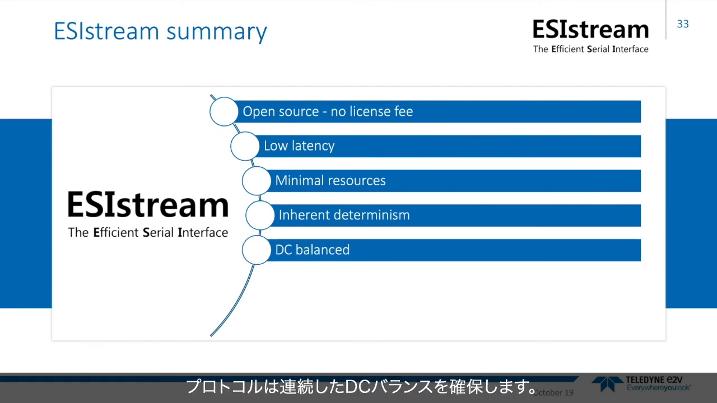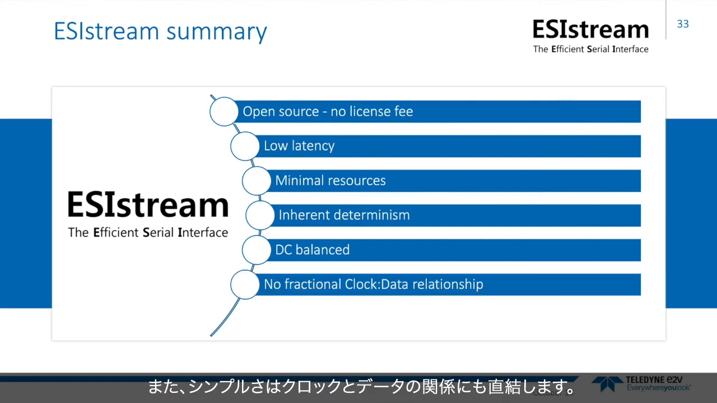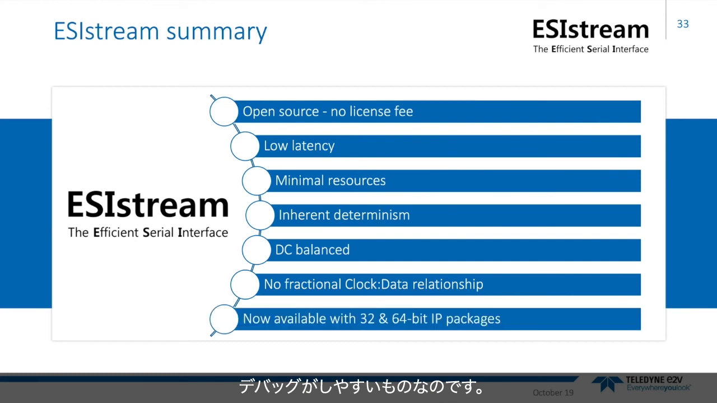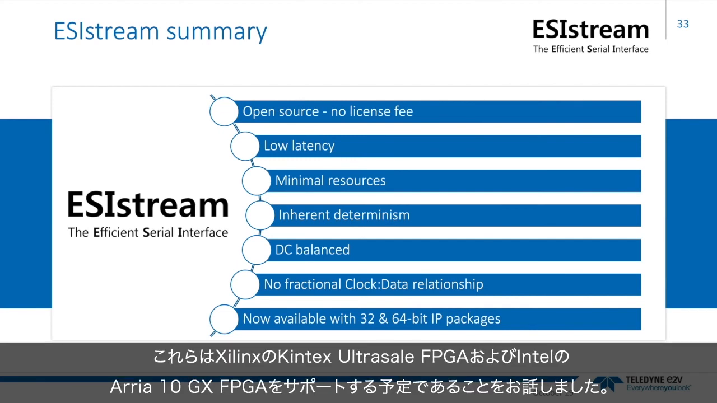The protocol ensures continuous DC balance. Simplicity extends to the straightforward relationship between clock and data. Unlike JESD204, there's no need to account for a fractional clock to data relationship, meaning ESIstream does not require additional clock retiming circuitry or phase lock loops. And as such, ESIstream is also an inherently easier job to debug as a result. Finally, the focus of today was to introduce the launch of both 32 and 64-bit ESIstream IP packages in support of Kintex UltraScale FPGAs from Xilinx and Arria 10 GX FPGAs from Intel.